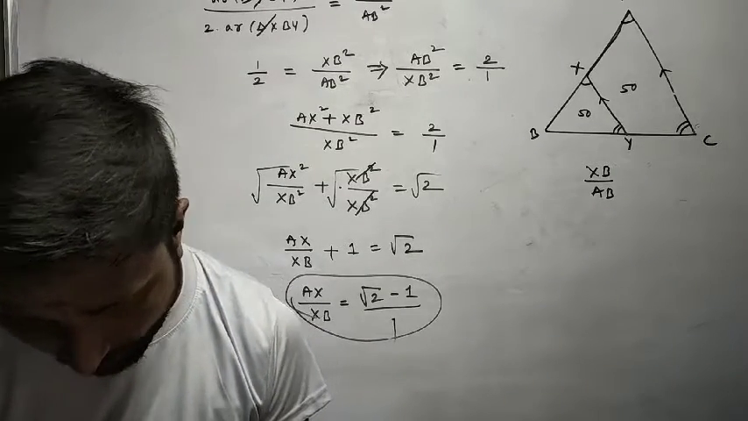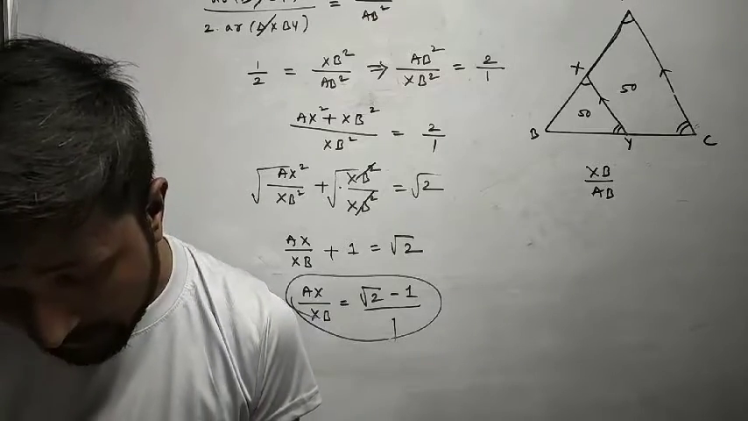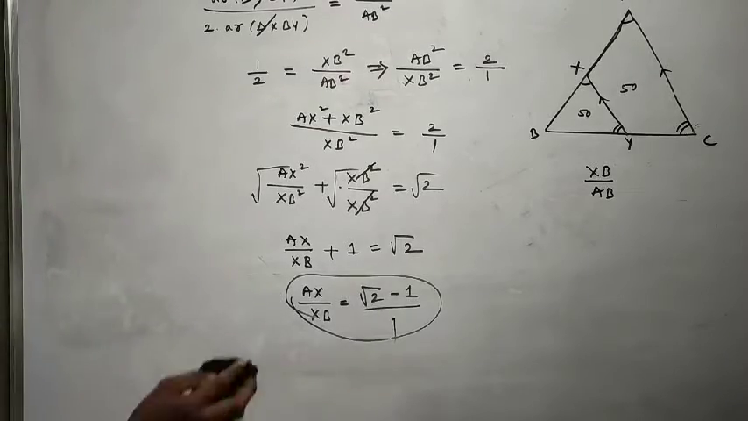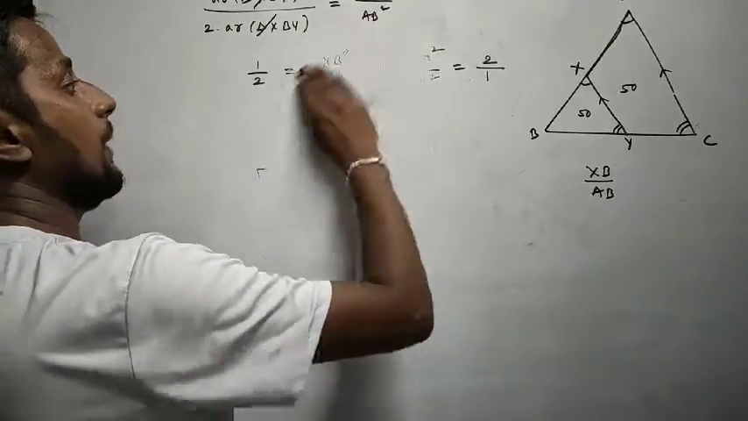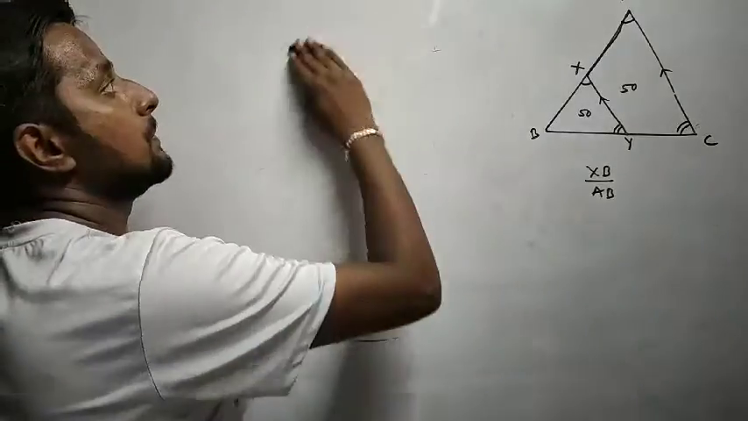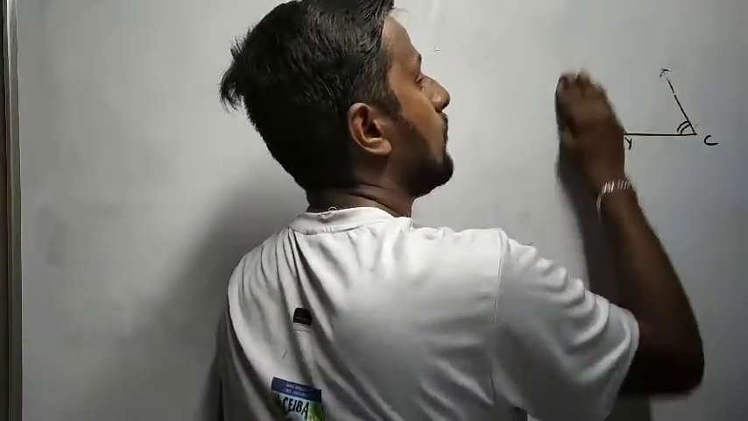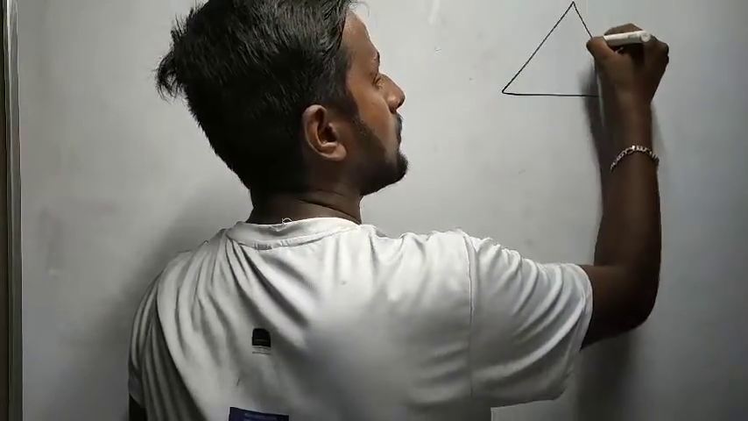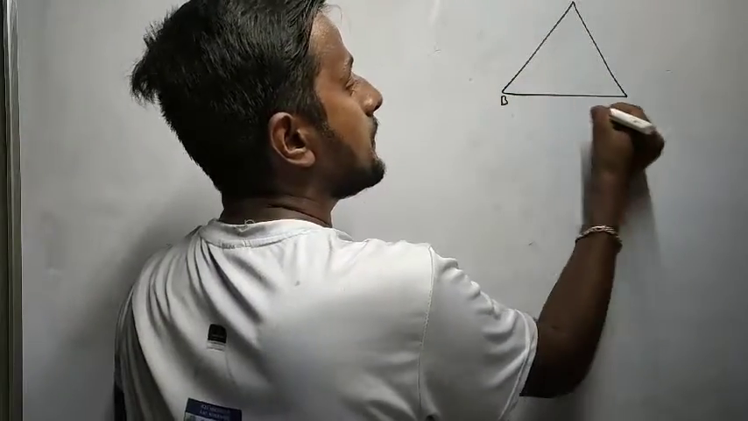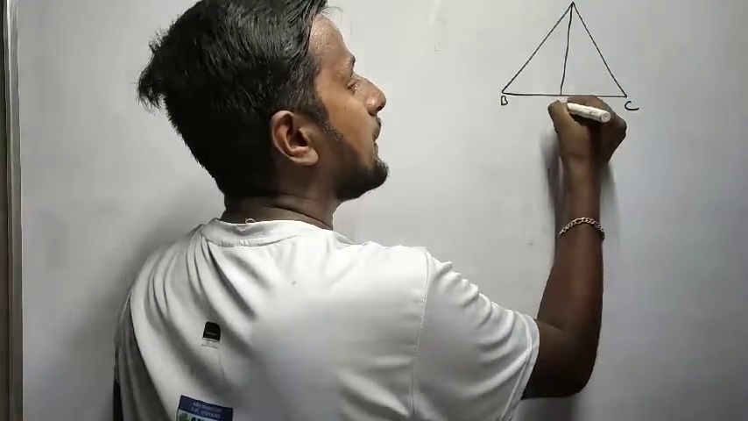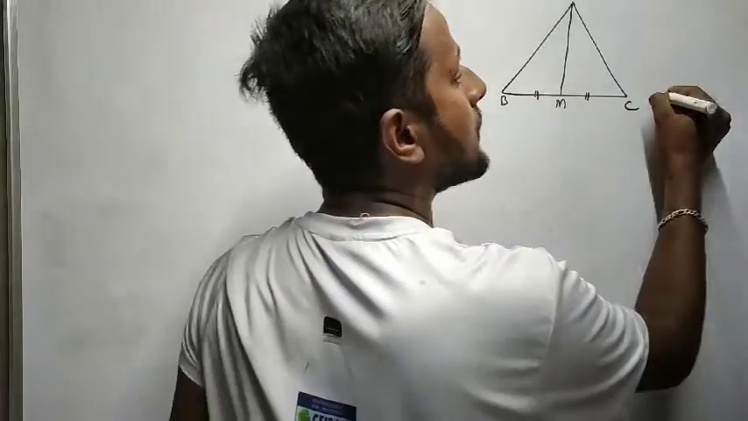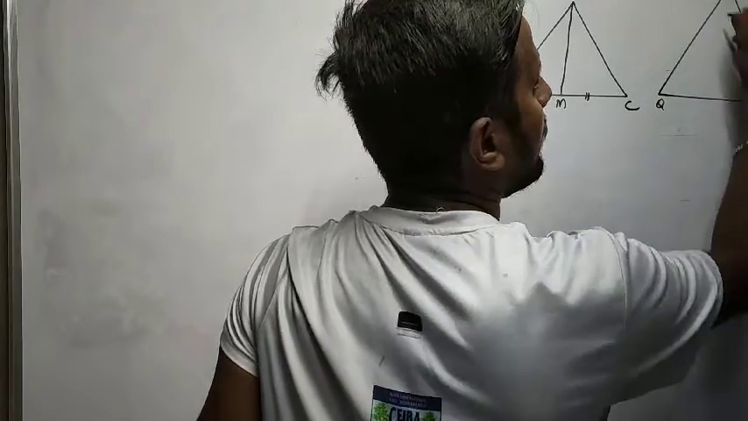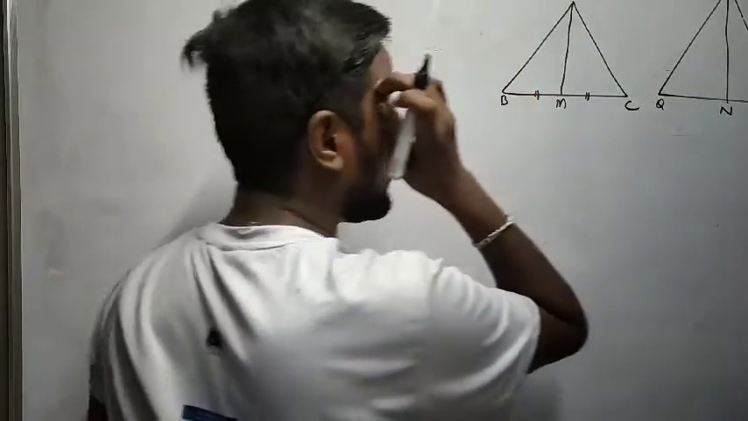Prove that the ratio of the areas of two similar triangles is equal to the square of the ratio of their corresponding medians. Okay. Here ABC and AM is a median. Median is nothing but it divides the opposite side into two equal parts. And PQR, and PN is a median here.